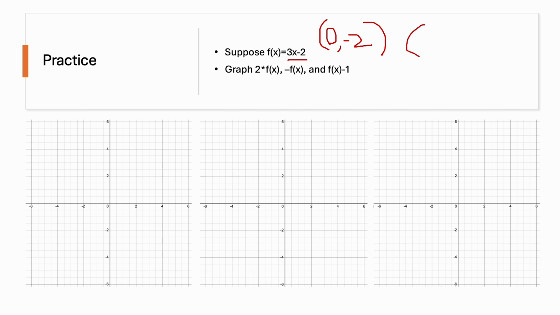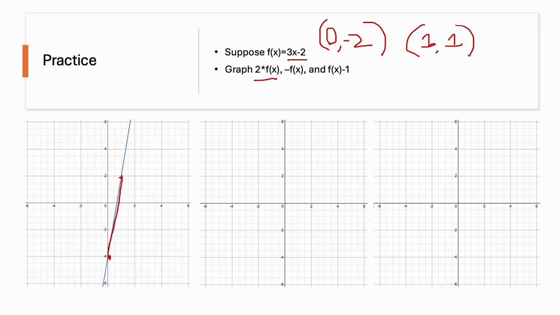And then if x is equal to 1, then y is going to be equal to 3 times 1, which is 3, minus 2, which is 1. These are our 2 points that we're going to use. So first of all, let's graph 2 times f of x. In this case, we're just going to multiply all the y values by 2. So (0, -2) is going to become (0, -4), and (1, 1) is going to become (1, 2). And then let's just try to connect the dots. Not super accurately, but let's see if that's roughly right. Yeah, that looks good.